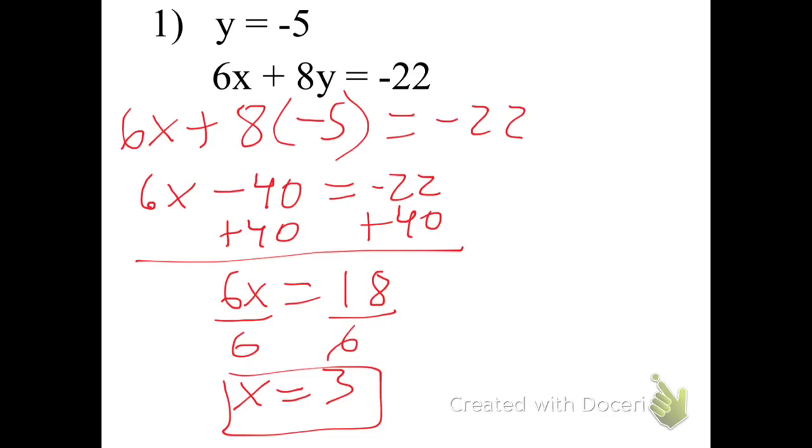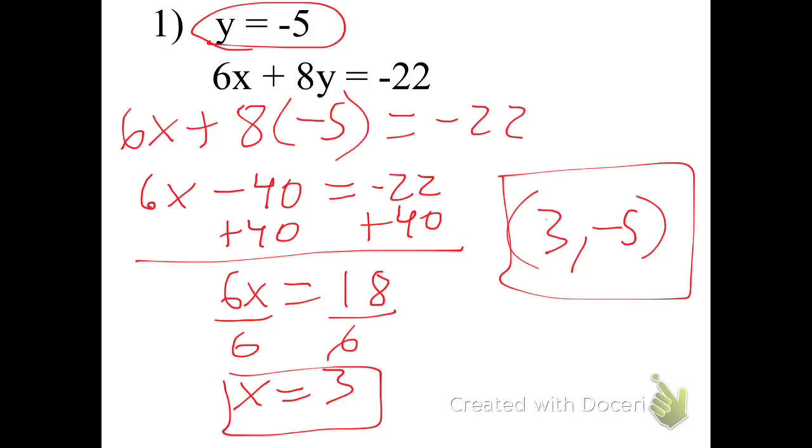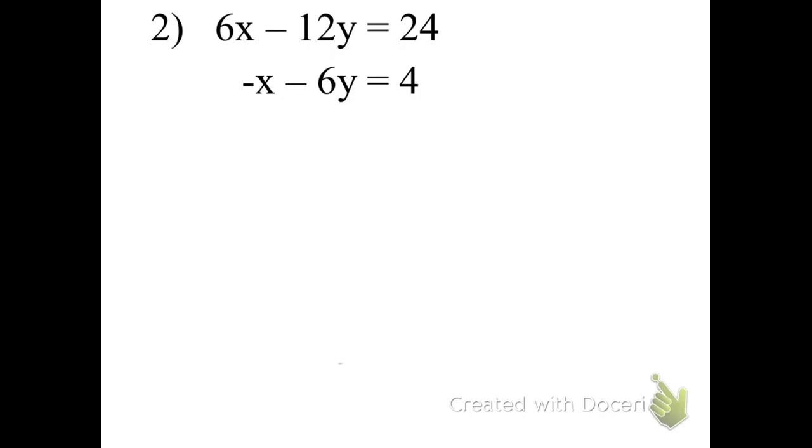Okay, now we know what x is. We already know what y is, so we're actually done. We're at 3, -5 for our solution. The point is (3, -5). And we'll move on to 2.